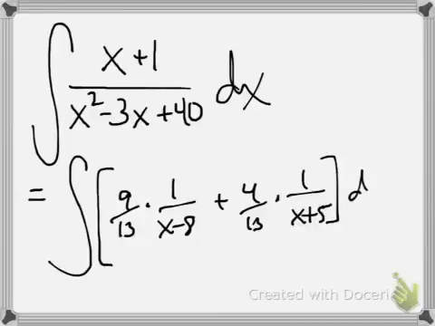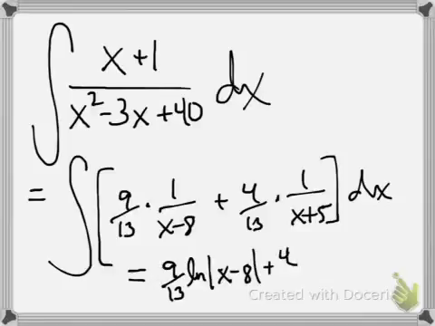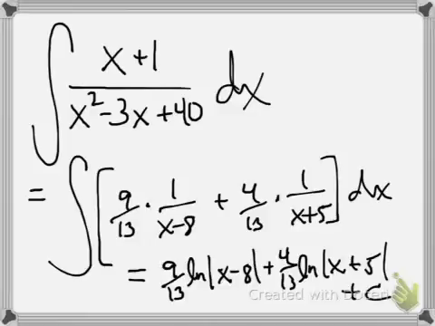The reason why I do it like this is because, by the constant multiple rule, I don't really need to worry about the 9/13 and the 4/13, because when I find the antiderivative of the 1 over x minus 8 and the 1 over x plus 5, they become natural logs and simple to do, and then I just multiply them by those constants. So working this out, we get 9/13 natural log absolute value of the quantity x minus 8 plus 4/13 natural log absolute value of the quantity x plus 5, and all of that plus our constant of integration. So there's an example of the partial fraction decomposition.